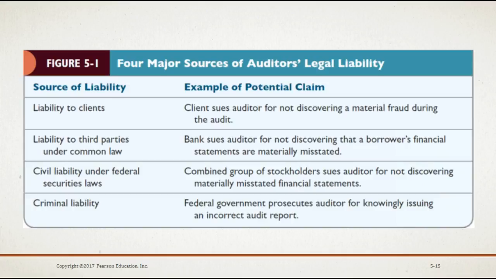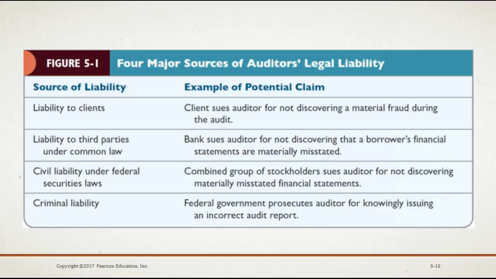Here, we have examples of potential claims of each of the four sources of auditors' legal liability. For liability to client, an example would be when a client sues an auditor for not discovering a material fraud during the audit. For liability to third parties under common law, an example would be when a bank sues an auditor for not discovering that a borrower's financial statements are materially misstated.